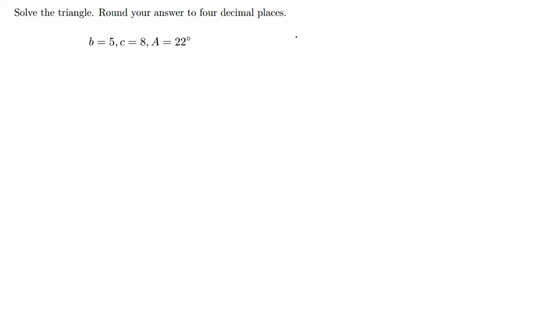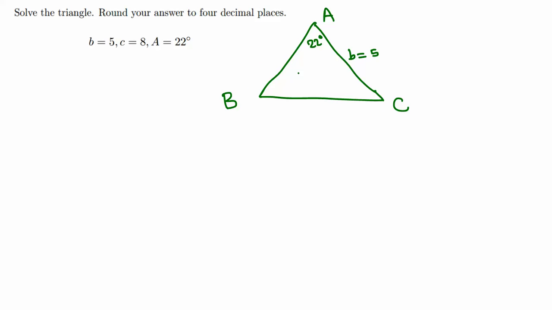Solve the triangle. We have a triangle with this information. Just draw a generic triangle, A, B, C. Angle A is 22 degrees. Lowercase b, angle A, my bad, is 22 degrees. Lowercase b is 5, so b equals 5. c equals 8. Now we need to find angle B, angle C, and lowercase a.